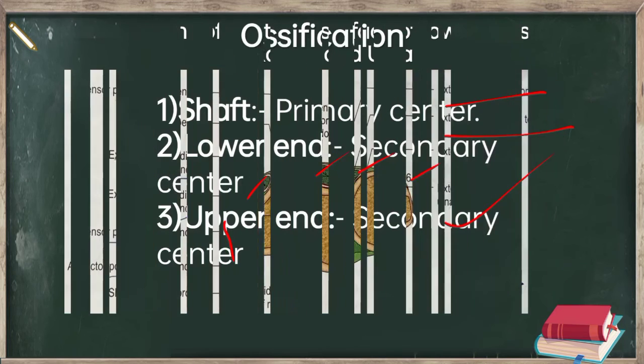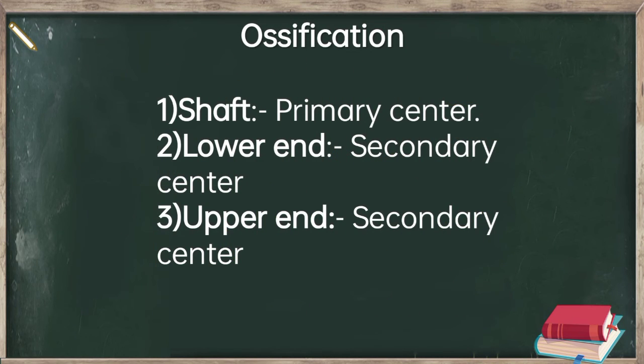Moving further to the ossifications. The shaft ossifies from a primary center which appears during the 8th week of development. 8th week. Shaft ossifies from primary center. Now the lower end. Lower end ossifies from the secondary center which appears during the first year and fuses at 20 years. It is the growing end of the bone.